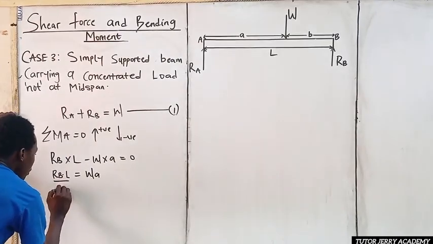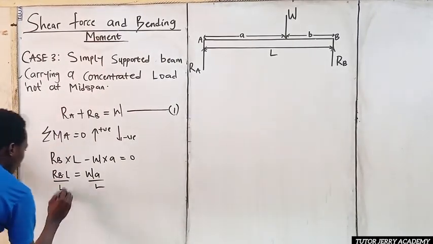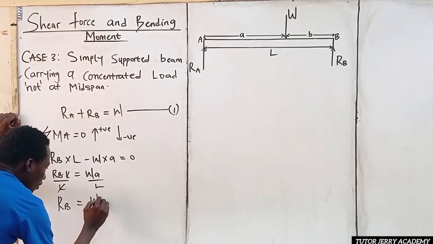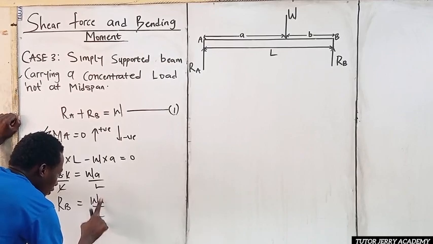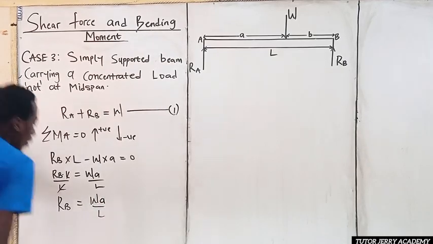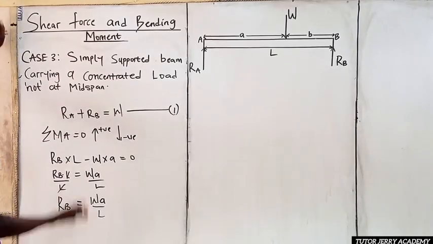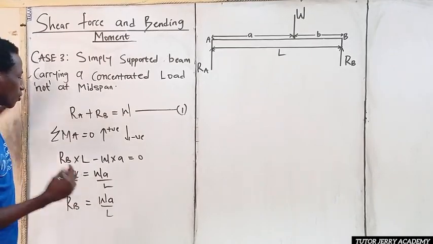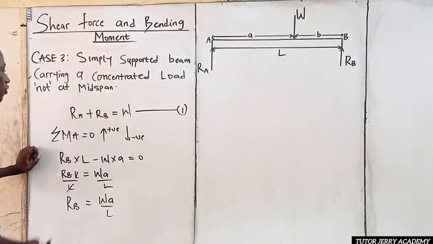So let's make RB the subject. If we make RB the subject, RB will be equal to WA all over L. So this is our value for RB, and we know that RA plus RB is equal to W. So we can find our value for RA here.